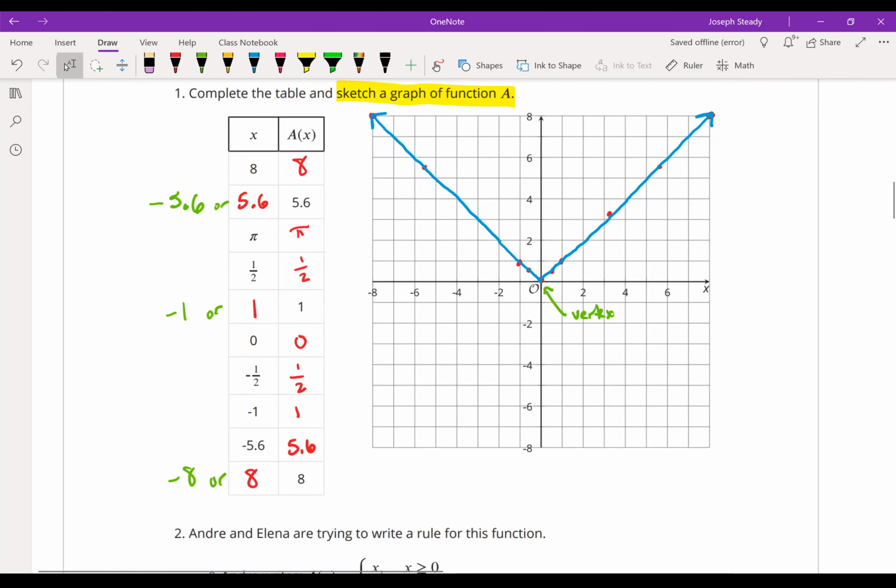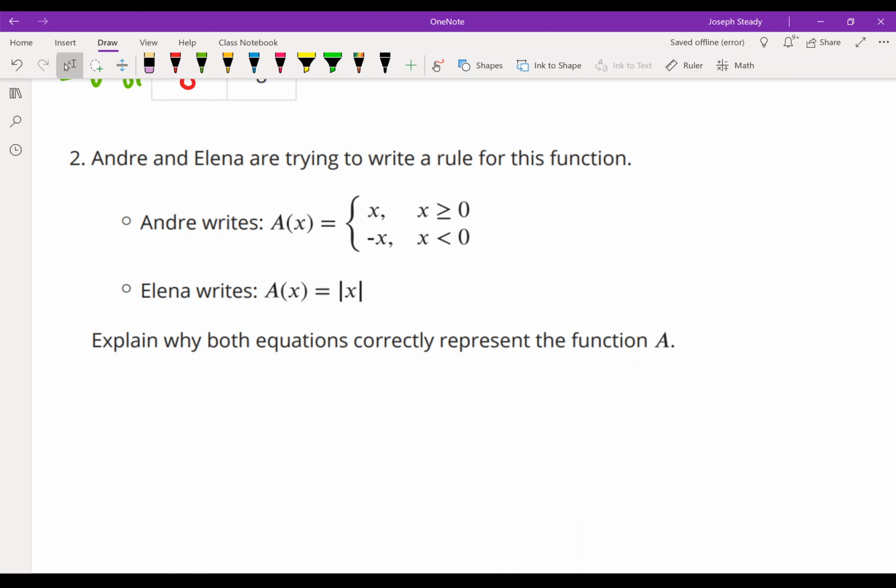The second part of this question talks about Andre and Elena, who are both trying to write a rule for this function. So we want to check these two rules. Well, let's start with Elena's. Elena wrote a of x equals the absolute value of x, which we actually just used that same notation in the last problem. This is exactly what the absolute value does. It finds how far away a value is from 0, because even if your number is negative, that's how far away it is from 0.